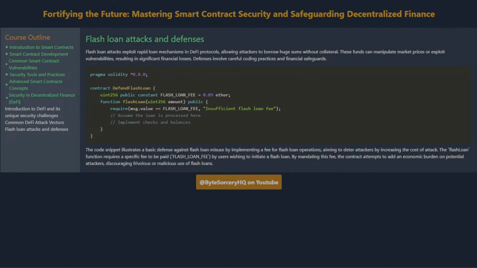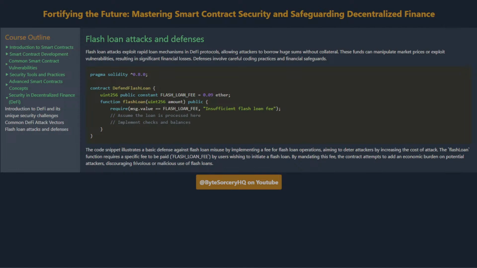Flash loan attacks and defenses. Flash loan attacks exploit rapid loan mechanisms in DeFi protocols, allowing attackers to borrow huge sums without collateral. These funds can manipulate market prices or exploit vulnerabilities, resulting in significant financial losses. Defenses involve careful coding practices and financial safeguards. The code snippet illustrates a basic defense against flash loan misuse by implementing a fee for flash loan operations, aiming to deter attackers by increasing the cost of attack.